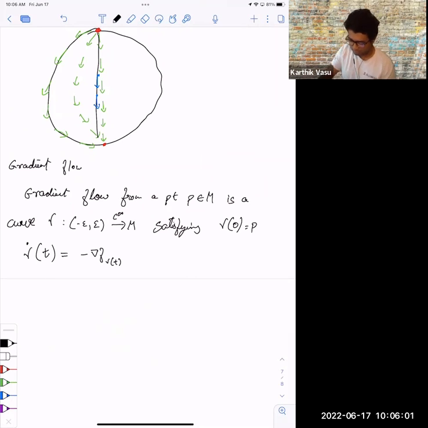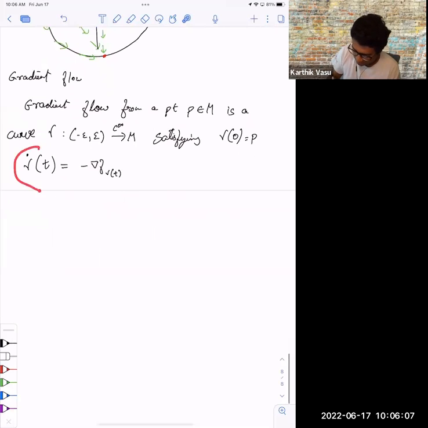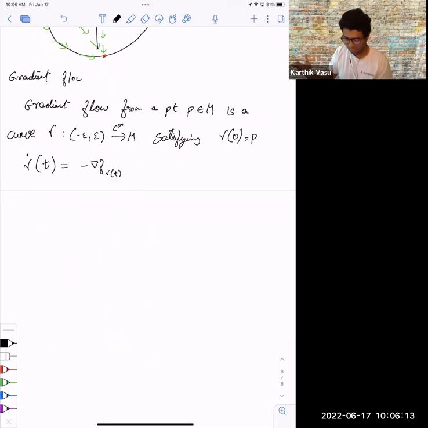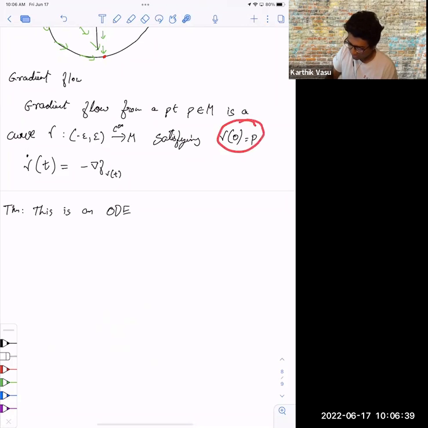So I will say this will be equal to the negative gradient at gamma of t, right? Negative is just for convention. So this is what will define a gradient flow, and any solution to this will be a gradient flow. Again, a theorem which I will not prove: this is an ODE, and locally, if you put this in charts, you can solve this ODE because I have an initial point given. So this is a first order ODE with the initial conditions given. This will give a unique solution.